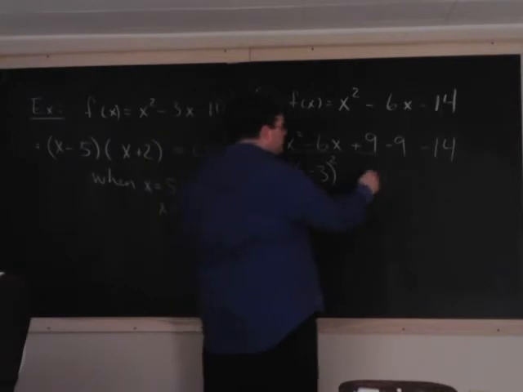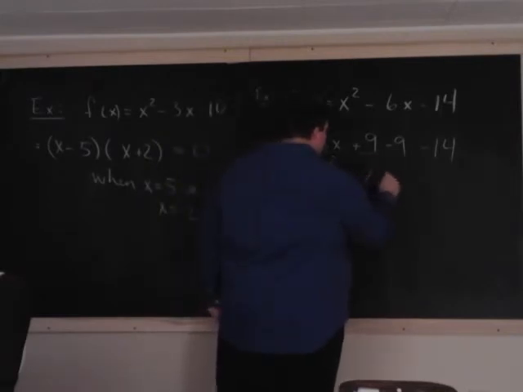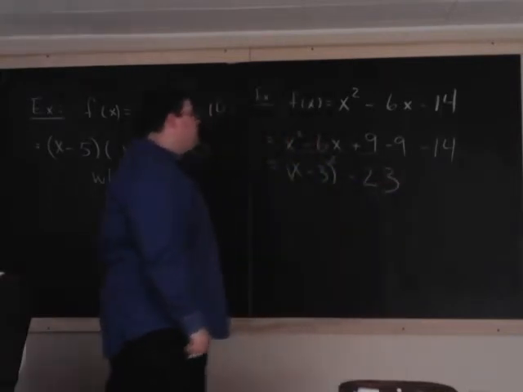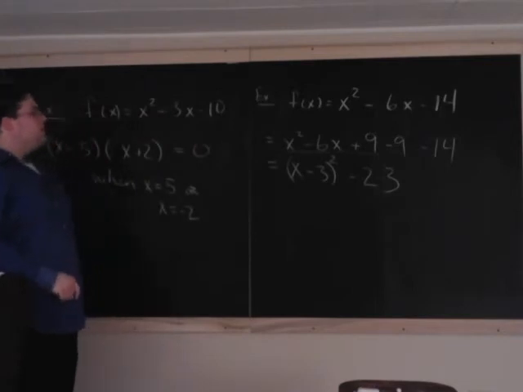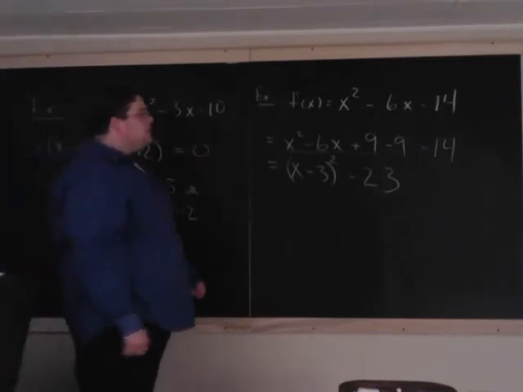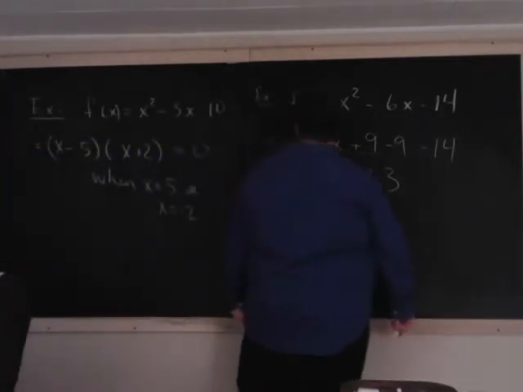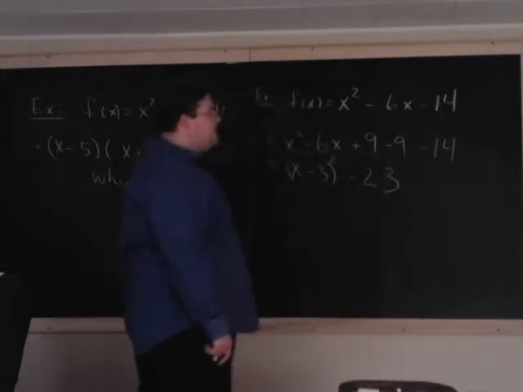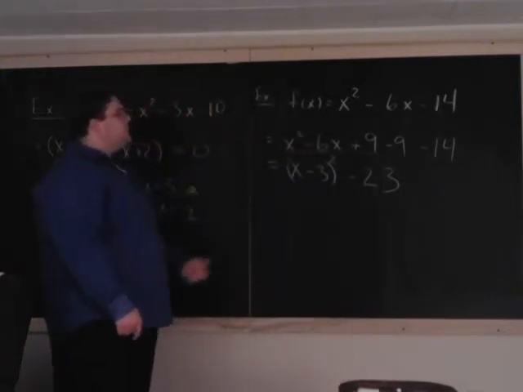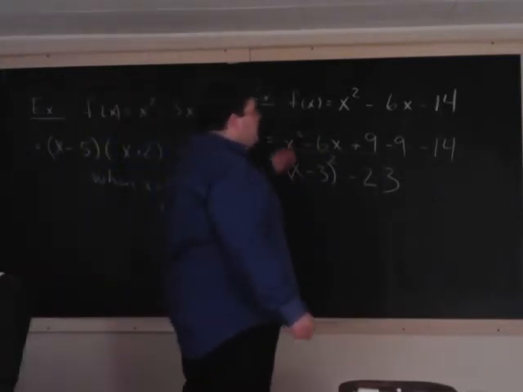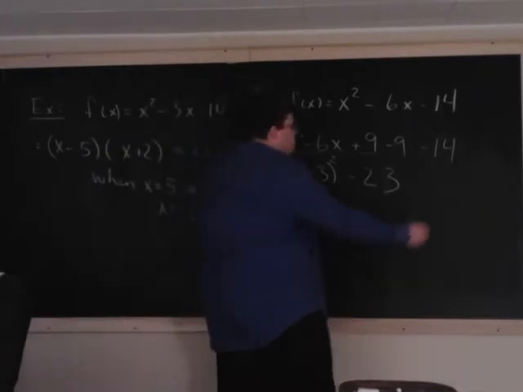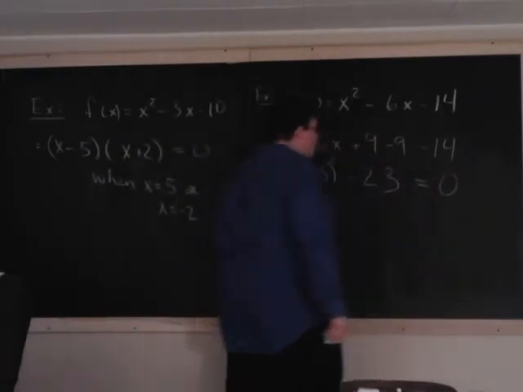And then these other terms, 9 and 14, make what? 23. And there's a negative on them. And now we can set this equal to 0 and solve. Our goal, remember, I didn't write directions, but I said it out loud: find the roots of this function. So now we have it in this nicer form, and we can set it equal to 0 and solve.